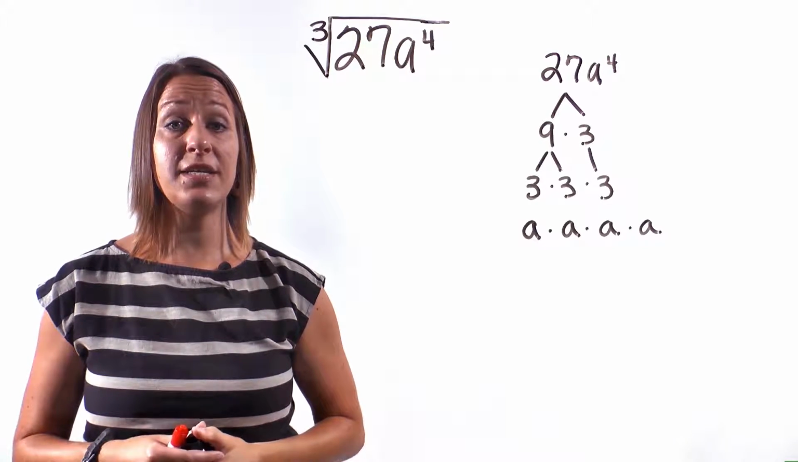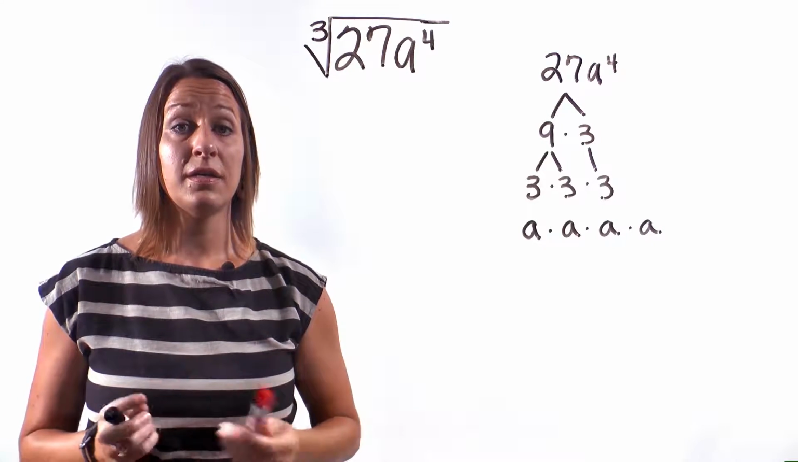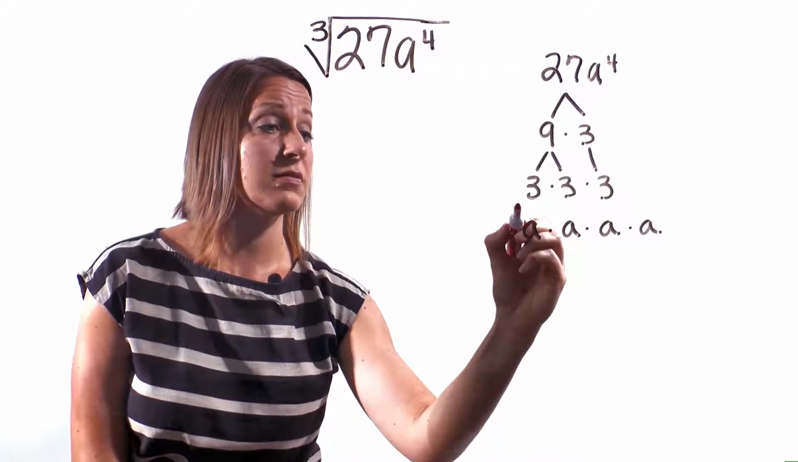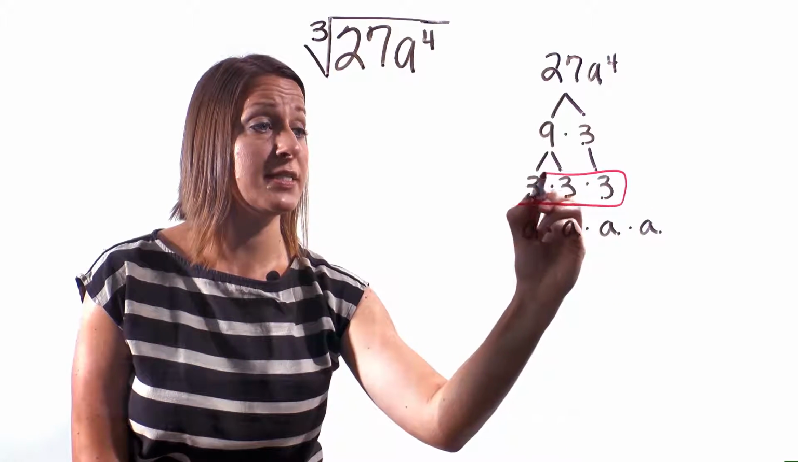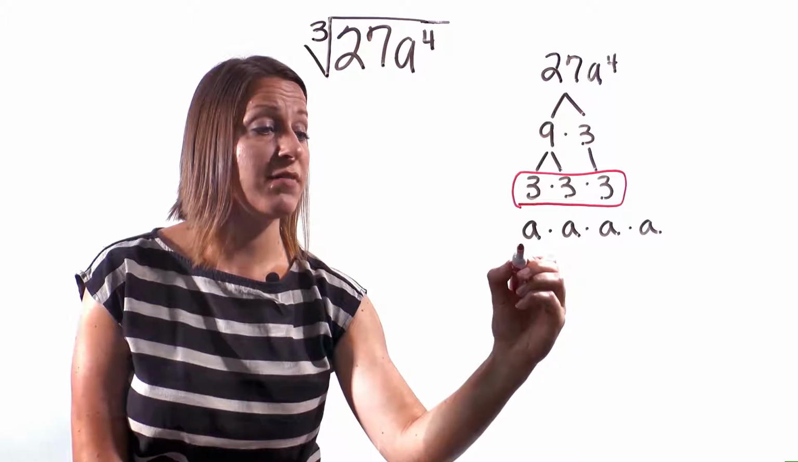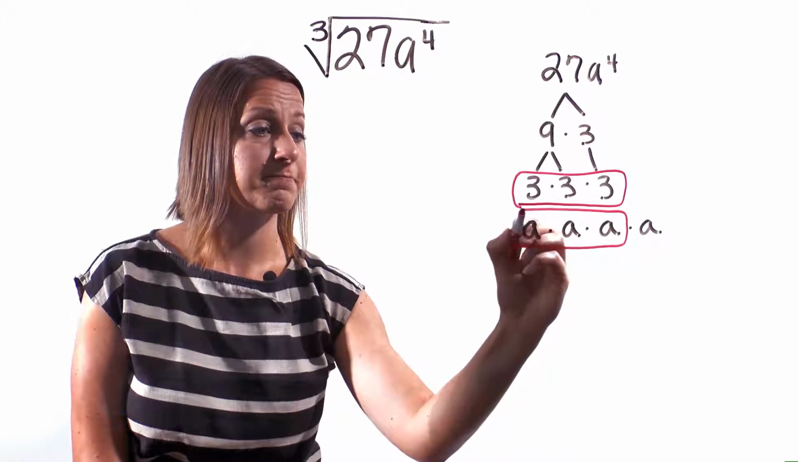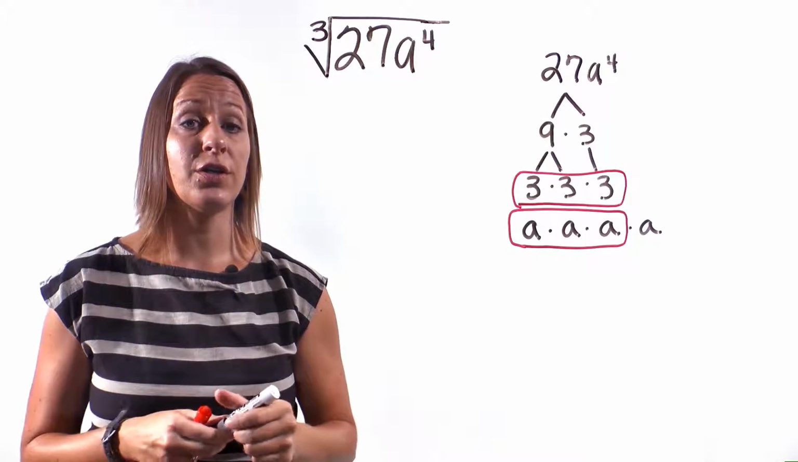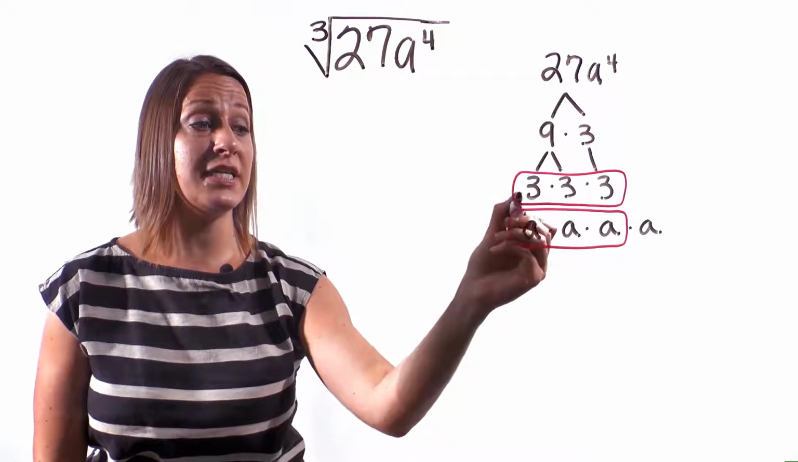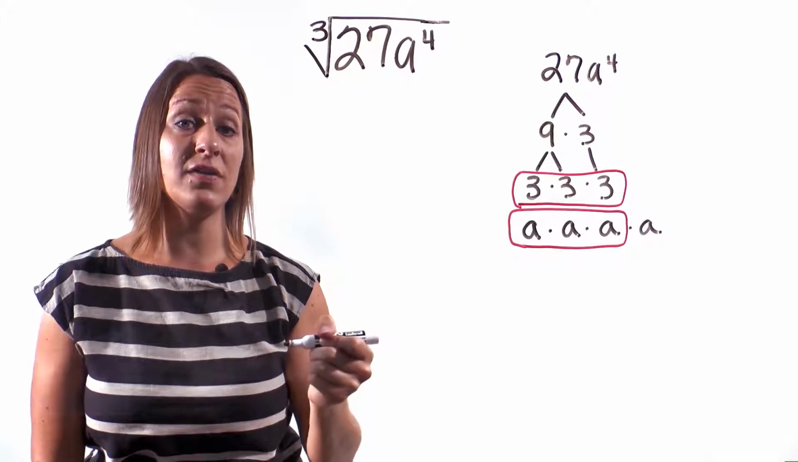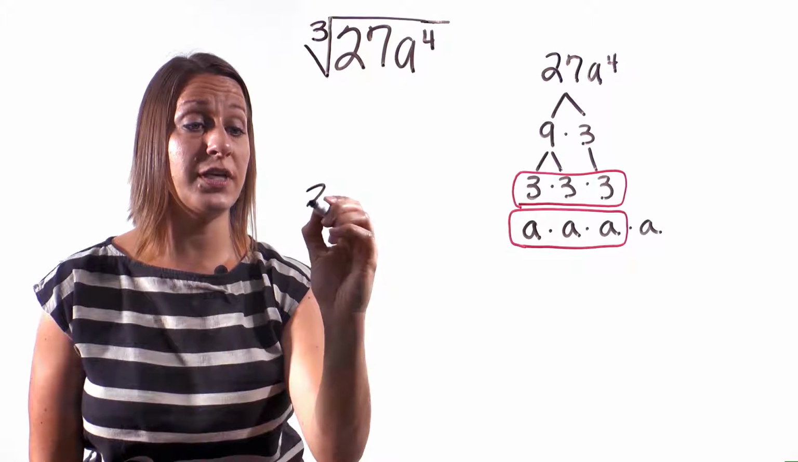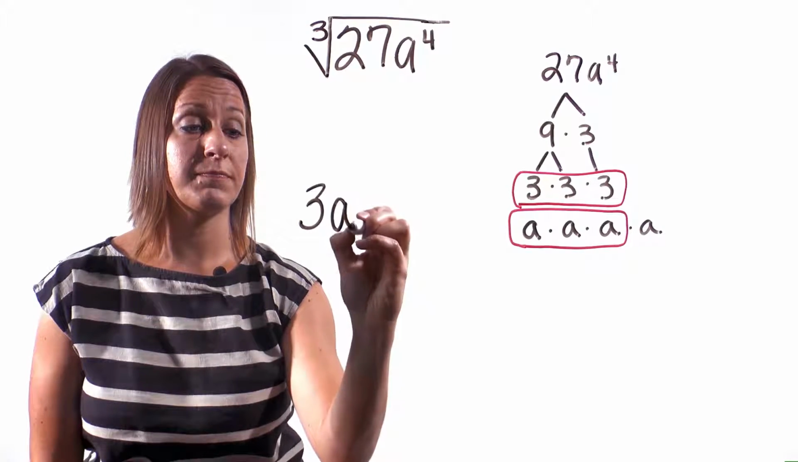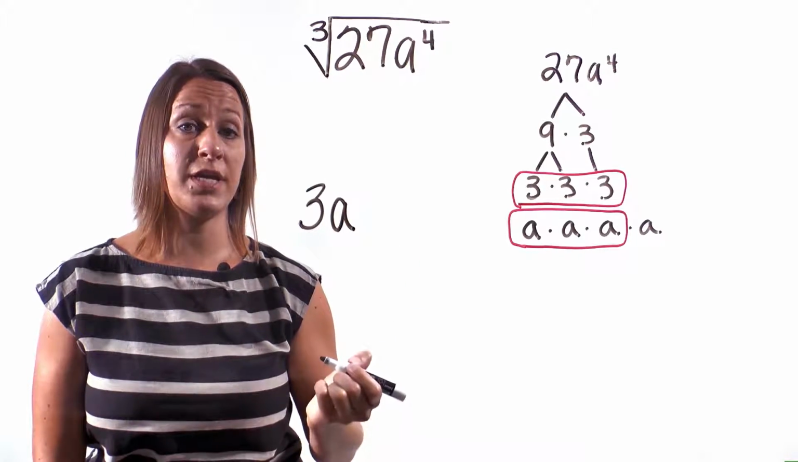Next, now we need to see if we can find sets of 3 of the same number, because this is a cubed root. Notice that we have 3 3's, so we can call that a set of triplets. And we have 3 a's, with 1 a left. Now to write our answer, we're going to represent each of these sets of 3 numbers on the outside of our radical. So we have a set of 3, and we have a set of a's. Those will be written together as a multiplication problem.